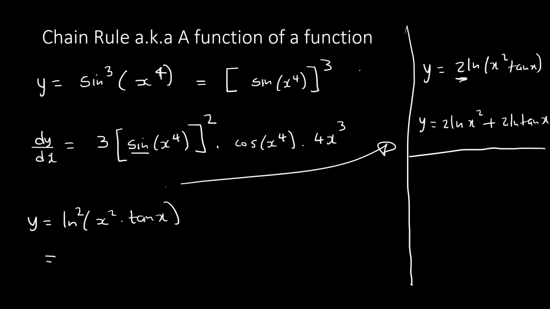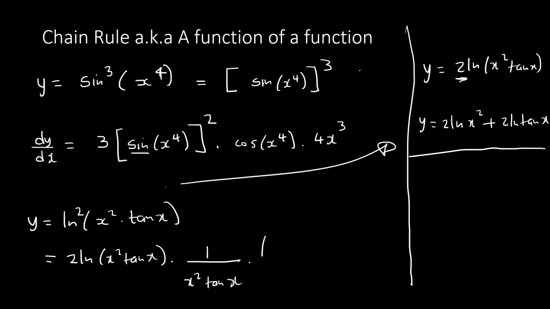Remember, the main function is 2. So if I start with 2, I'll be left with 1. So I'll have this thing. Then I'm done. So the next function is ln. What is ln? It's 1 over everything.